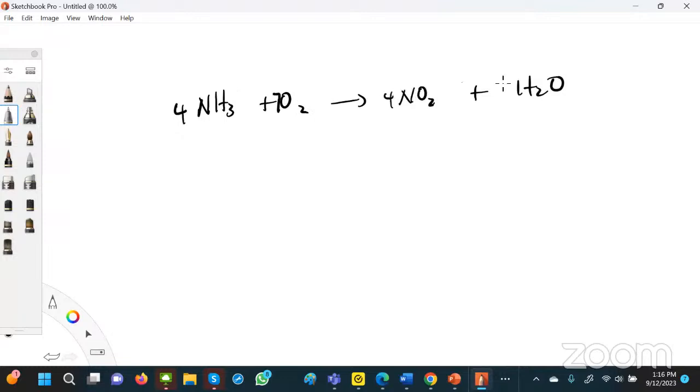Okay, so the reaction is between ammonia and oxygen to form NO2 and water, right? So how would you balance this? Anybody? 4 NH3 plus 7 O2 gives 4 NO2 plus 6 H2O. Yeah, that looks right. Can we just check here? Yep, that's the equation.